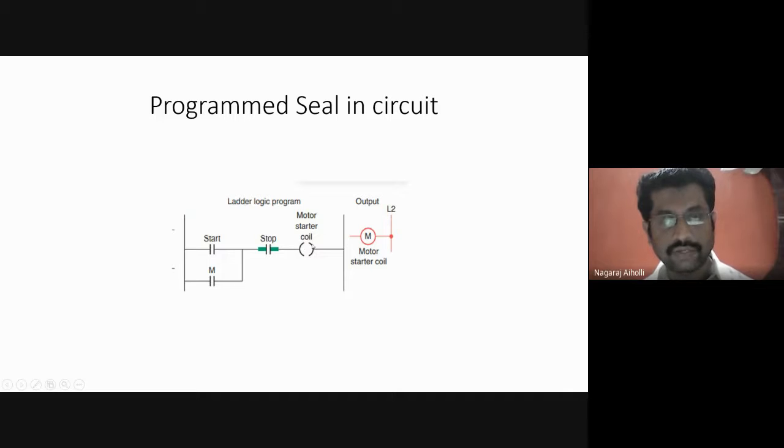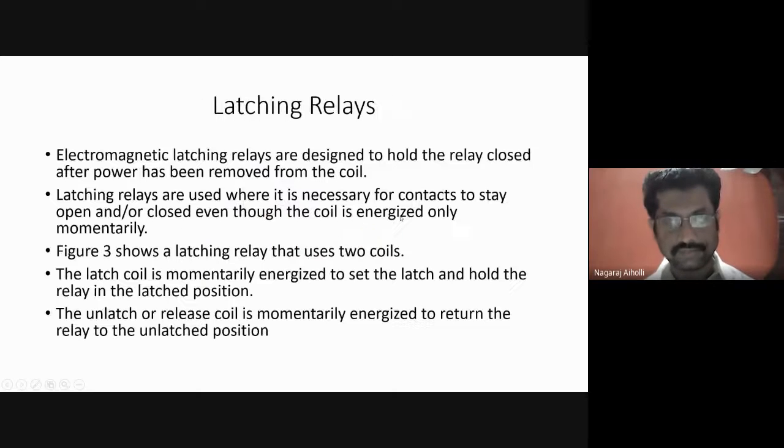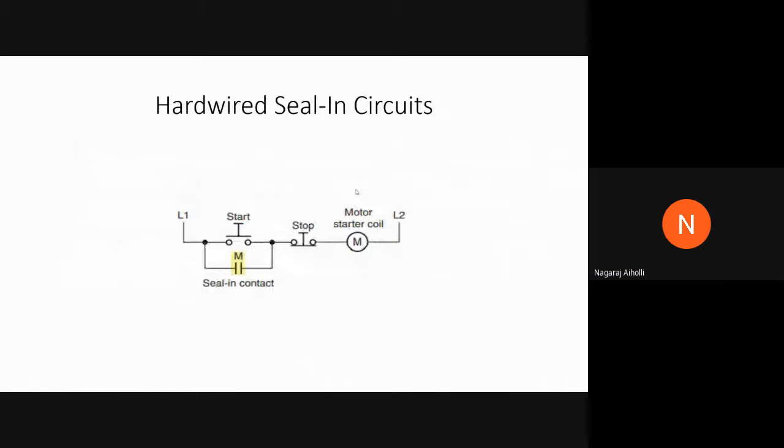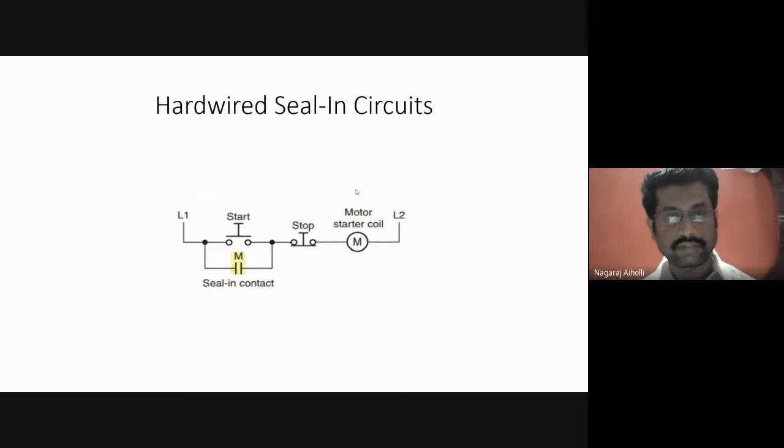Then the motor coil will be in the off state. When both start and stop buttons are activated, only then will the motor starter coil be energized and turned on. This is the ladder logic program, the ladder rung program, for the motor control circuit. We are using the seal-in circuits, or seal-in contacts, here.